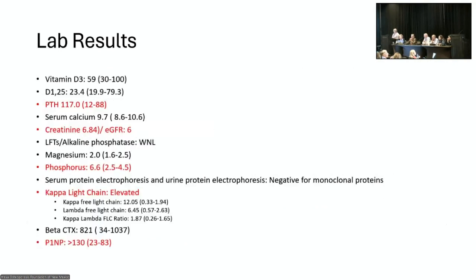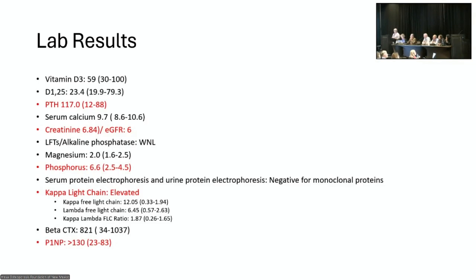These are her lab results. Obviously, her renal disease is very prominent, with her hyperparathyroidism and the phosphorus. She came in with a 25-OH D that was normal, but I did a 1,25. Serum calcium was normal, LFTs, alk phos were normal, magnesium. Because of the fracture that she had with no trauma or fall, I did do her SPEP and her UPEP. They were both negative.